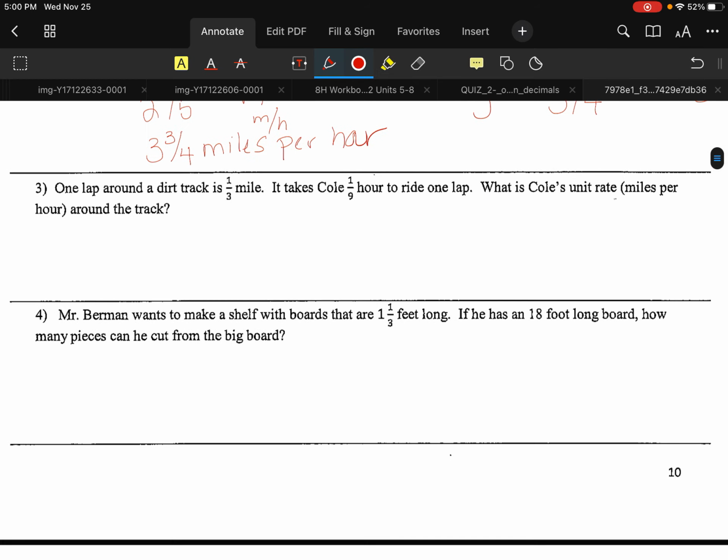Number 3, 1 lap around a dirt track is 1/3 of a mile. It takes Cole 1/9 of an hour to ride 1 lap. What is Cole's unit rate in miles per hour? So miles divided by hours. So miles would go on top, which is 1/3. Hours would go on bottom, which is 1/9. So 1/3 divided by 1/9 gives me 3. So 3 miles per hour.